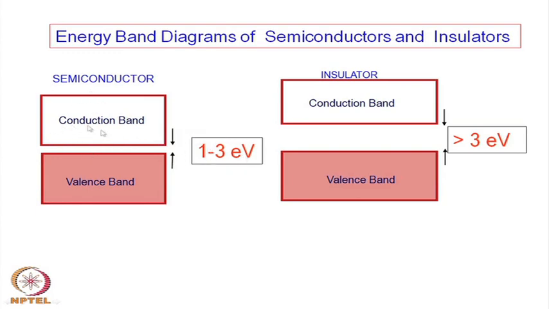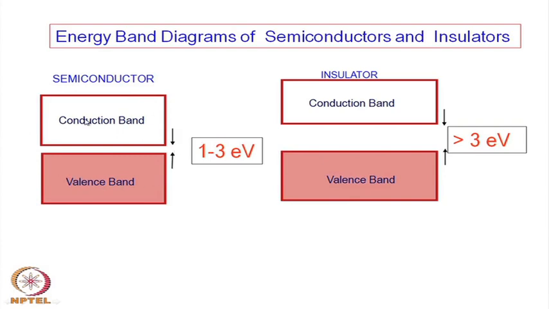That is the region where these electrons from the valence band can be thermally excited from the valence band to the conduction band, and as a result you generate electrons in the conduction band and holes in the valence band, and both these species contribute to the conductivity. So, that is the semiconductor.